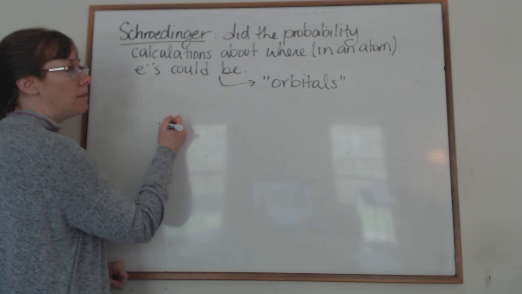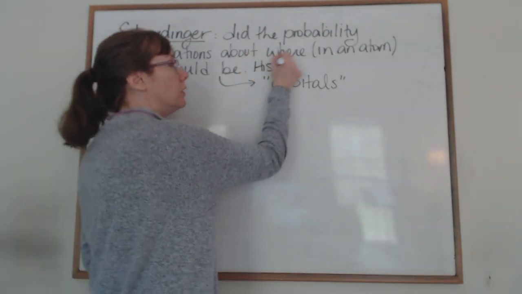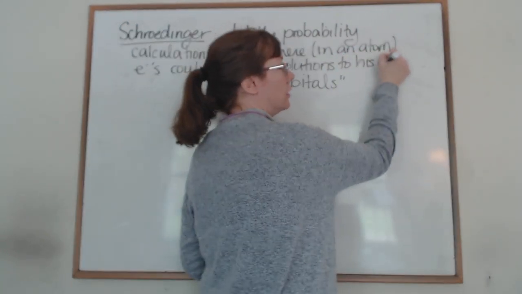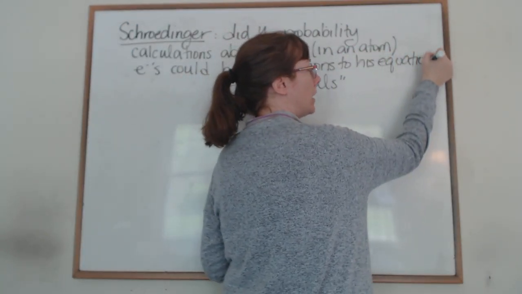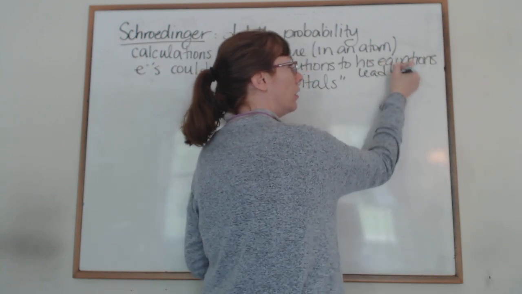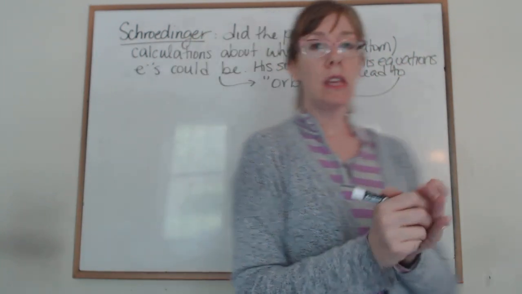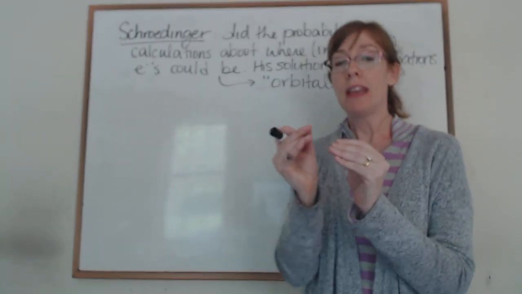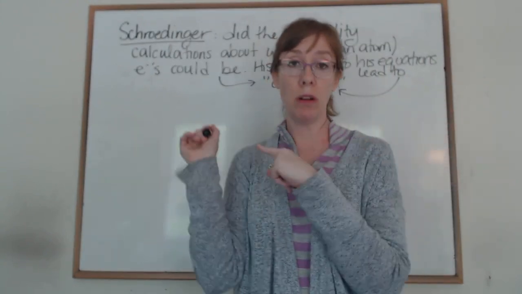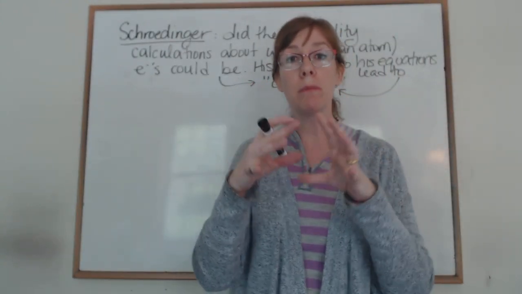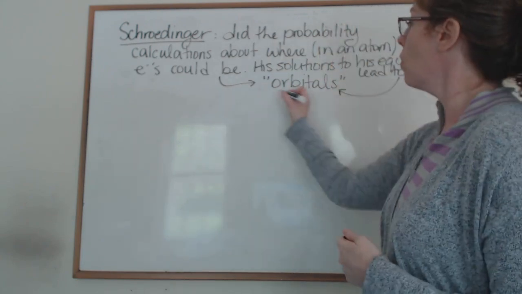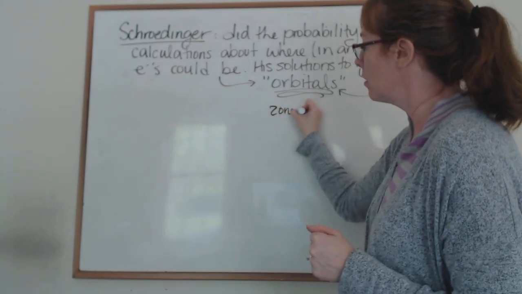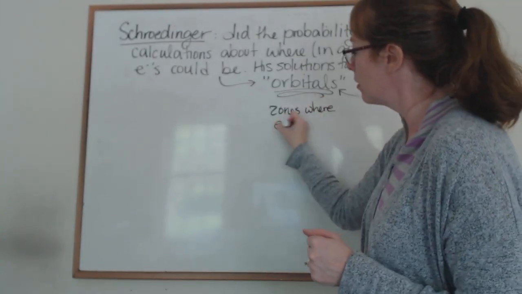Oh, let me say this. His solutions to his equations. So he did all these very, very complex equations that lead to the orbitals, okay? So very difficult equations. When he solved the equations, he actually gets what are called quantum numbers, and we're going to put the quantum numbers on the board. But the quantum numbers define what are called orbitals. Orbitals are really not anything. All that they are is like zones where electrons can live.